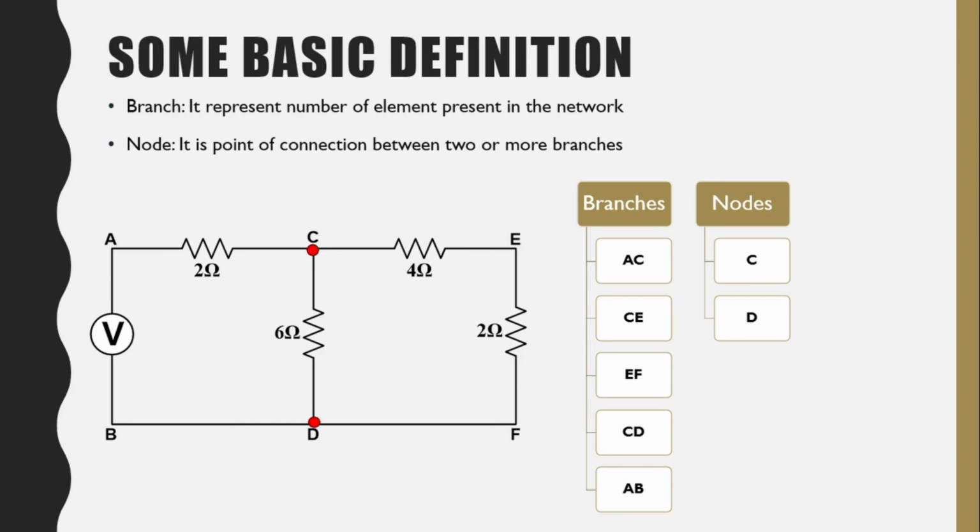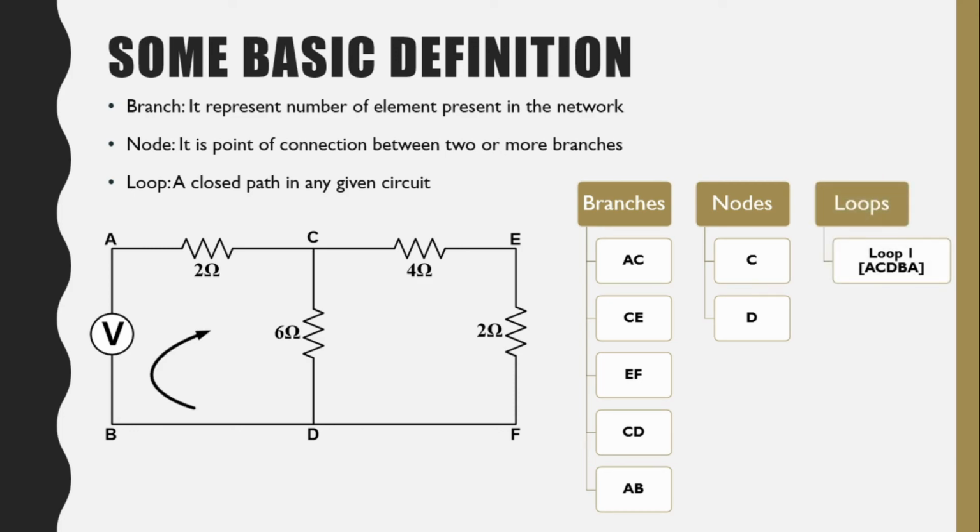Next is a loop. A loop is a closed path in any given circuit. A loop always starts from one point and ends at the same point. So first loop is, suppose it starts from A, then it moves to C, then to D, then to B, and finally A. So it should start with A and end at A. Similarly, there is a second loop which is C, E, F, D, C.